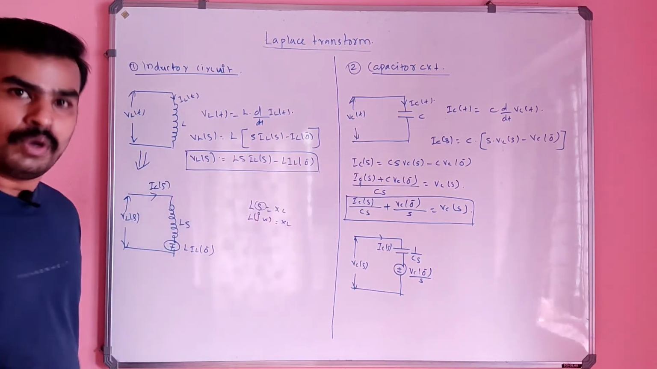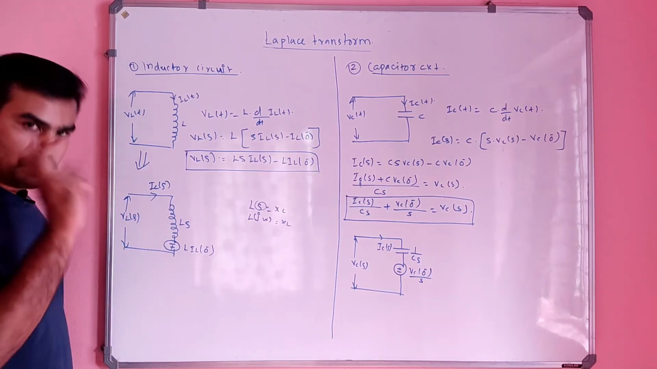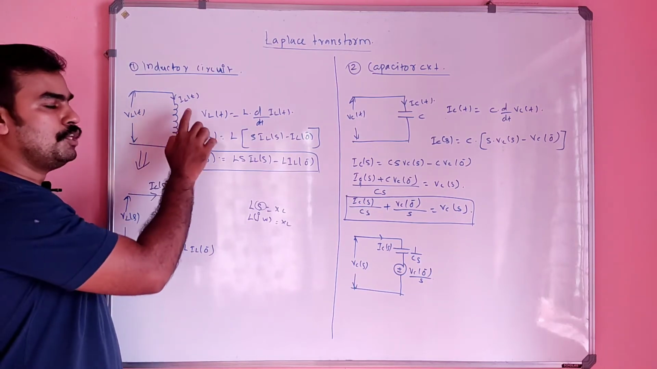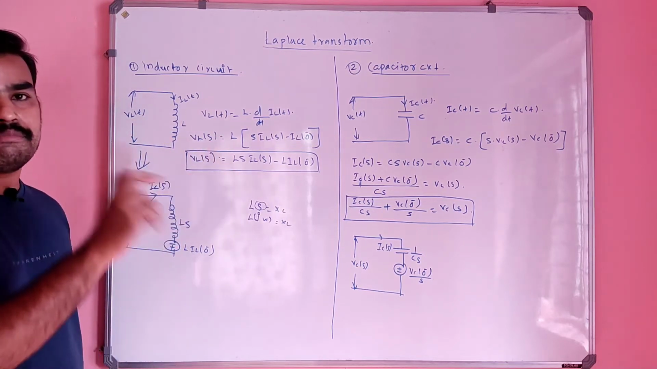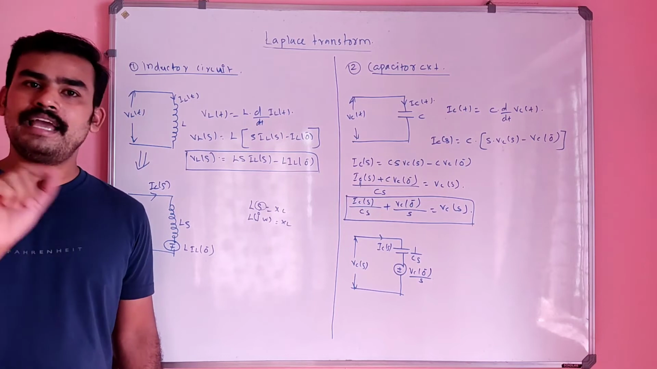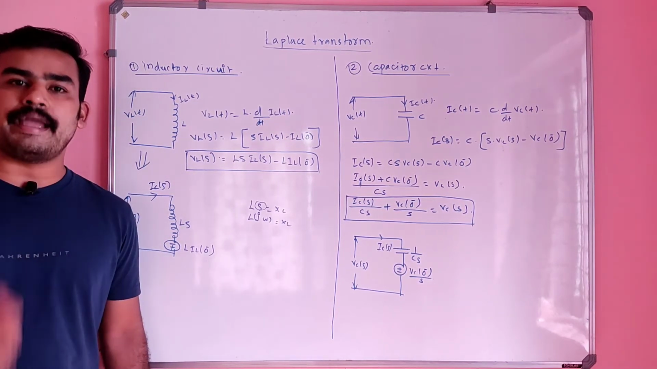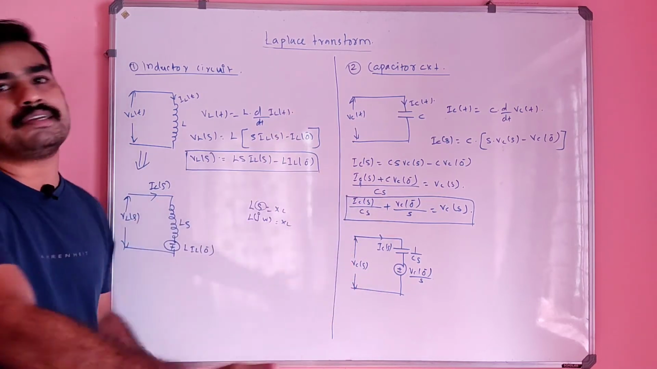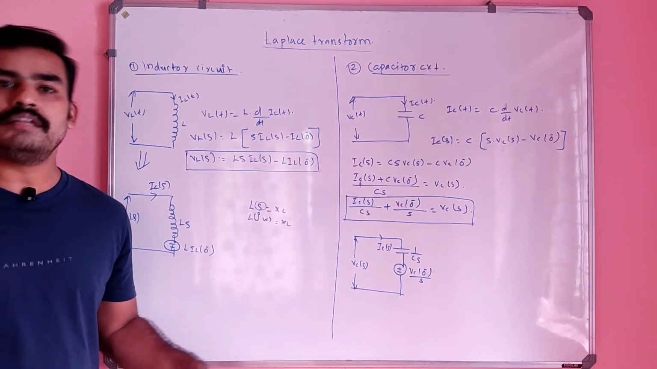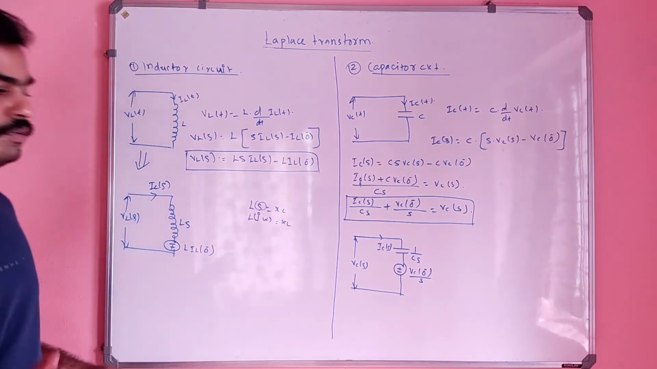You have to just remember two things. One, whenever you convert an inductor in the time domain to its Laplace transform in the S domain, it becomes L into S. Whenever you see a capacitor in the time domain and convert that into the S domain, it will simply be 1 by Cs. This is the only thing you have to check.